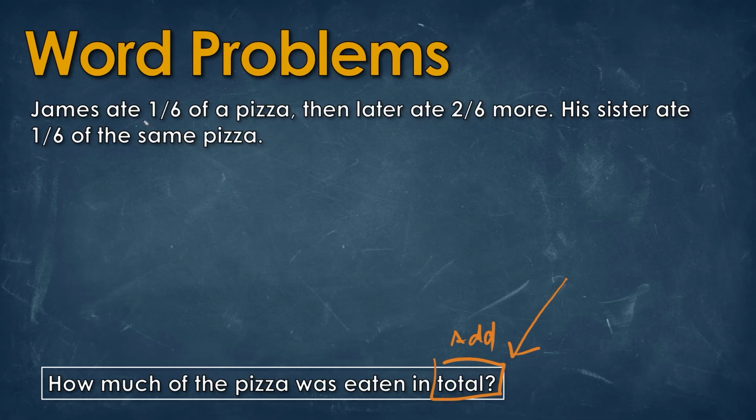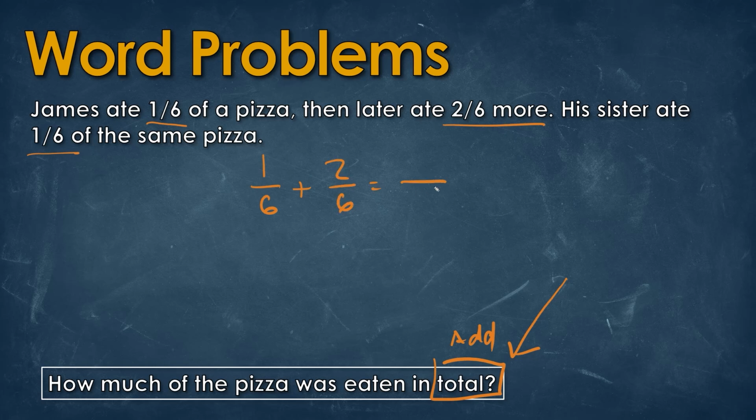And if we read the question, it says James ate 1/6 of the pizza, and then he ate 2/6 more, and then his sister ate 1/6 of the same pizza. And we want to see how much they've eaten in total. So what we're going to do is add all three of these numbers together.